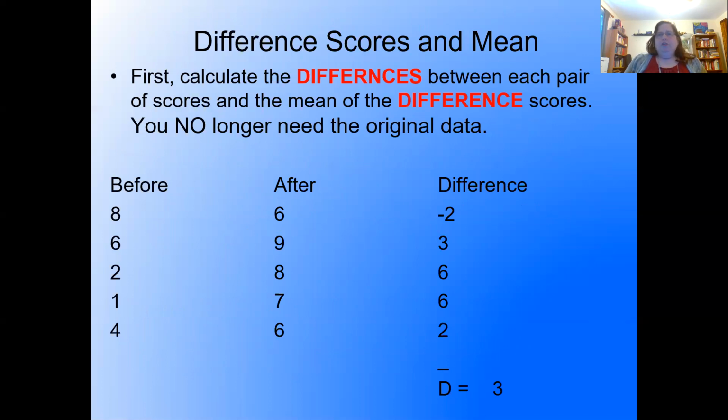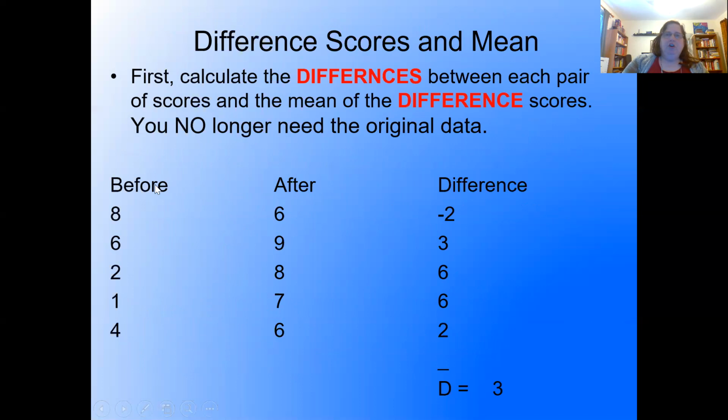So the very first step you want to do when conducting a dependent samples t-test is to calculate the differences between each pair of scores and the mean of the difference scores. Then you will no longer need the original data. Okay. All right, so let's take a look at that.